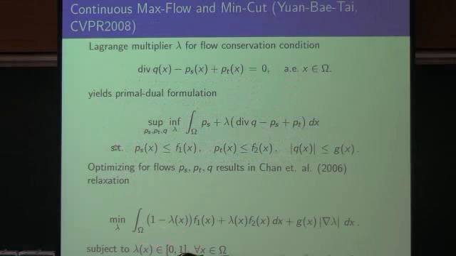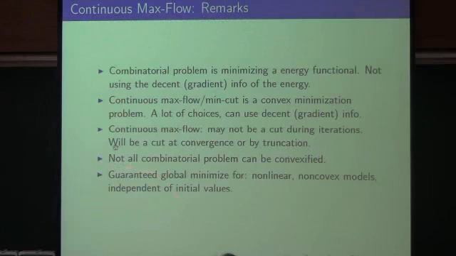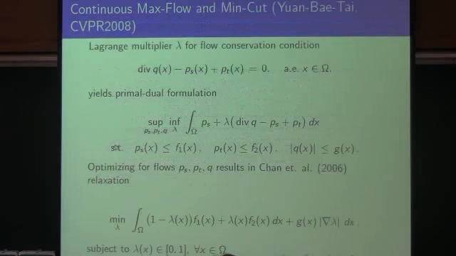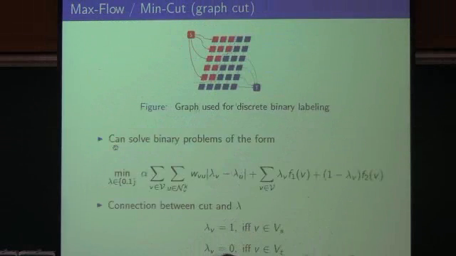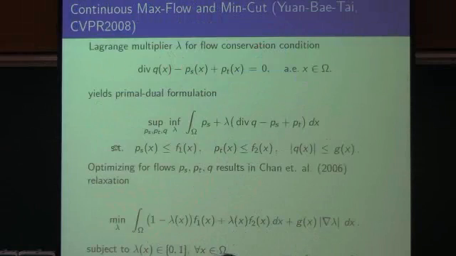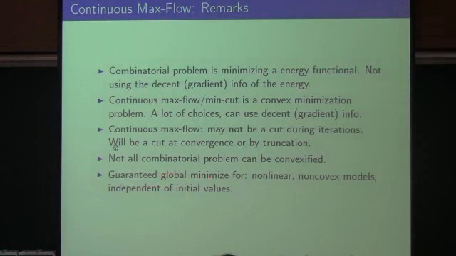So here, for the continuous max flow, the dual problem is convex. If you want to get a binary solution, you need to threshold, and that is something you need to prove. But I should say that not all combinatorial problems can be convexified. So this is one way to convexify this non-convex problem. In fact, if you consider the max flow, it will be naturally convex. It guarantees a global minimizer, even if the function is nonlinear and non-convex, independent of initial values. So those are the good points.